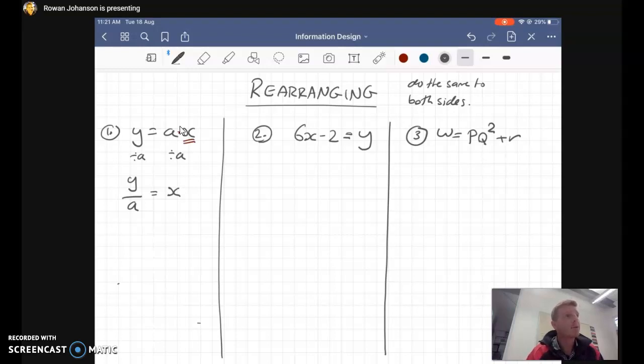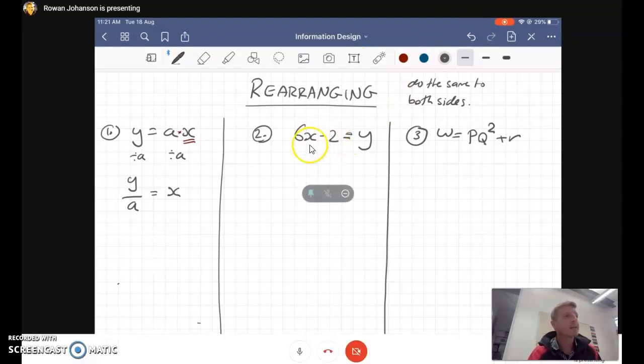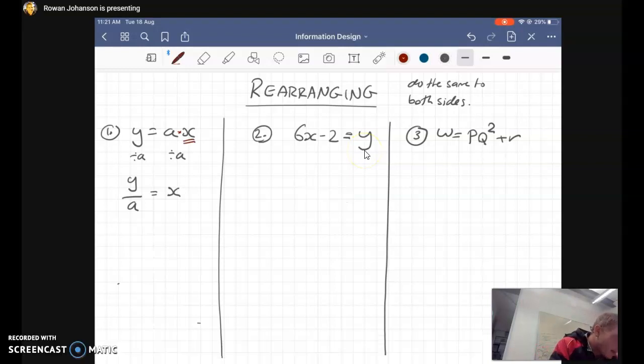Okay, number 2, we get 6x minus 2 is equal to y. And again, we want to make x the subject. So I'm going to underline x. I want to get that alone. Now, the first thing we're going to do here is get rid of that minus 2 by doing plus 2. So I'm going to put a plus 2 on this side of the equals and a plus 2 on that side. So that's going to become 6x equals y plus 2.